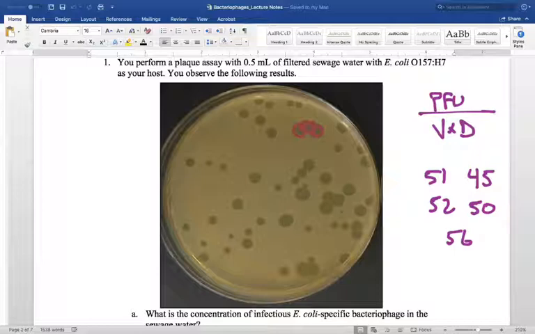All right, so what arguments could you make in favor of these all being the same phage, same exact phage infecting that lawn of bacterial cells? Can anybody make an argument for it? I thought Grace had a decent one. Grace, what did you say?